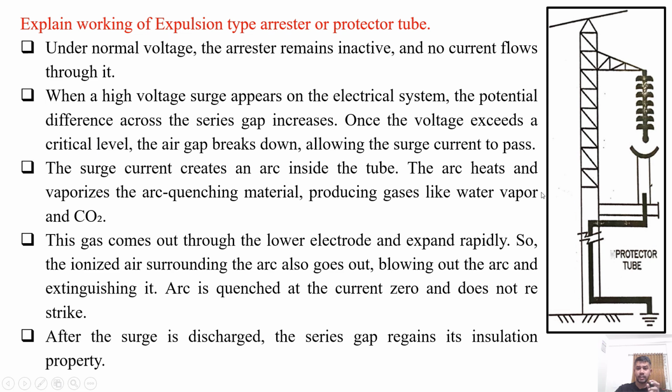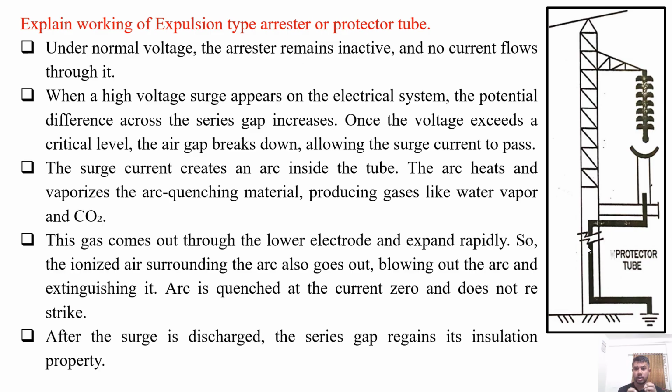The surge current creates an arc inside the tube. The arc hits and vaporizes the quenching material, which is the inner wall of the protector tube, producing gases like water vapor and carbon dioxide. This gas comes out through the lower electrode like this, and expands rapidly. So the ionized air surrounding the arc goes out like this, blowing out the arc and extinguishing it.